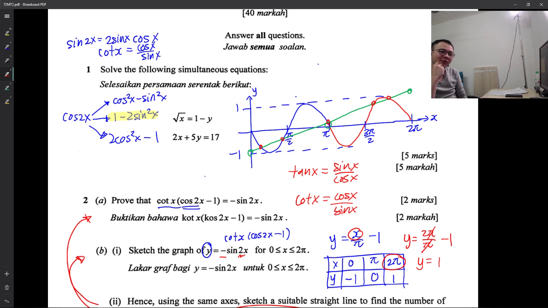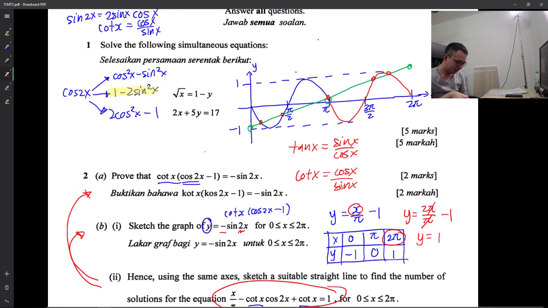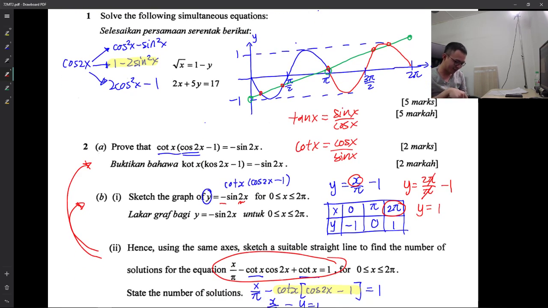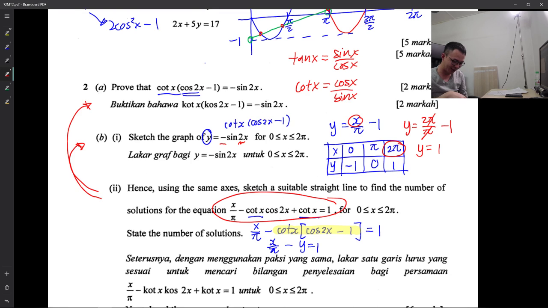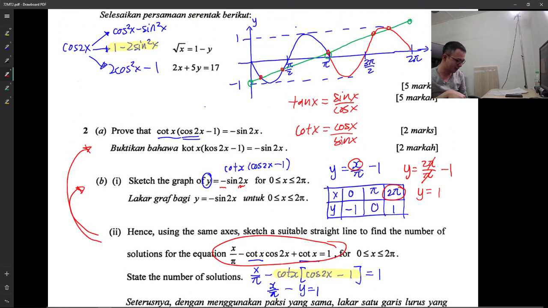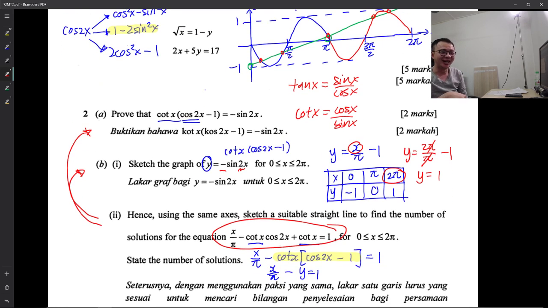How does it become cotangent x minus 1? Where do you get the cotangent x minus 1? I don't see any cotangent x minus 1. I'm a bit lost about what you're asking.